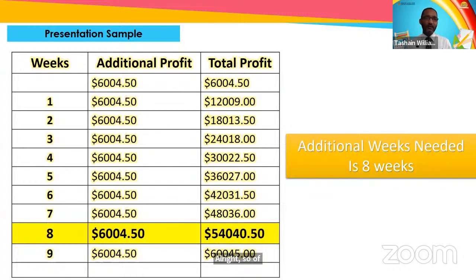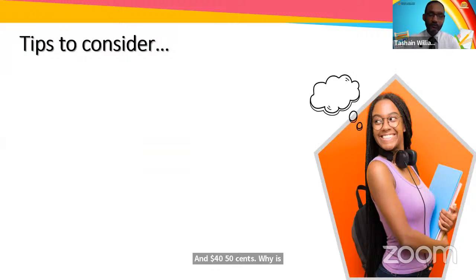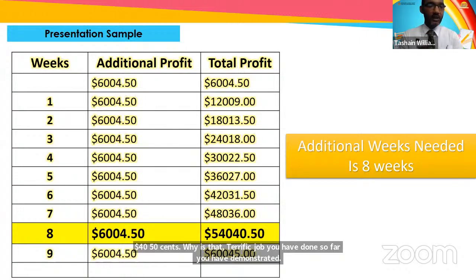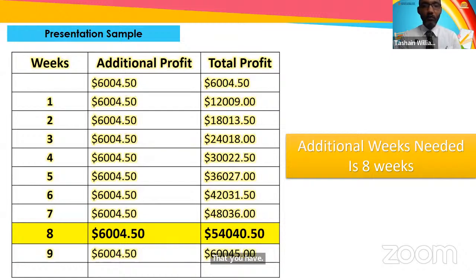We can even use a table to show you. So if every week we made $6,004, by the time we reach week 8, we realize that we've gone to $54,040.50. Boys and girls, terrific job you have done so far. You have demonstrated that you have the competence, you have the willingness to learn and to demonstrate to us that you are ready to mash up every exam that's coming your way.